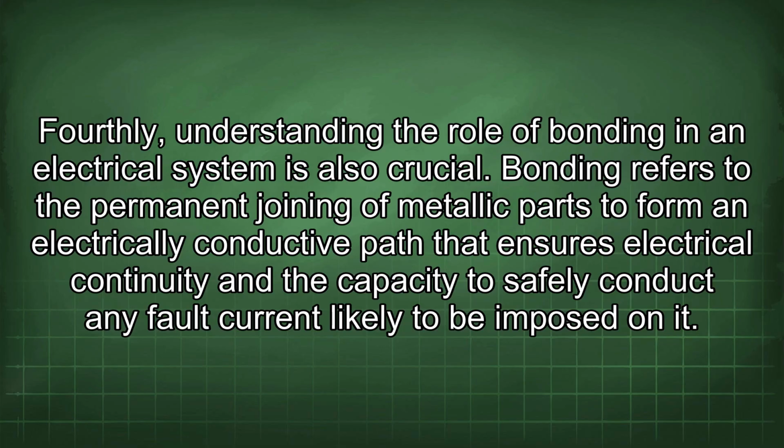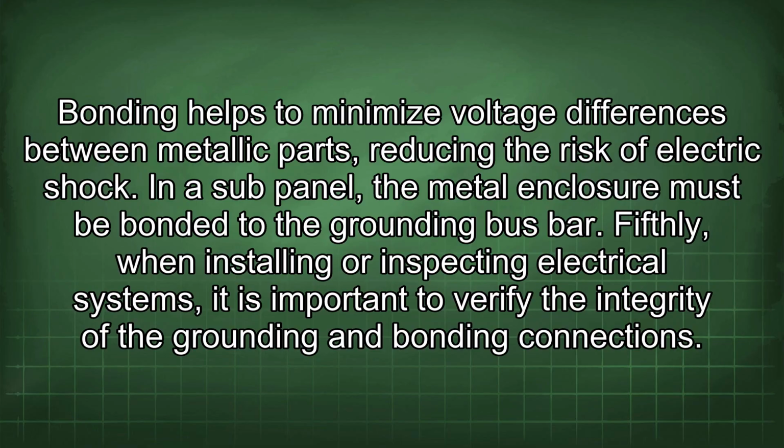Fourthly, understanding the role of bonding in an electrical system is also crucial. Bonding refers to the permanent joining of metallic parts to form an electrically conductive path that ensures electrical continuity and the capacity to safely conduct any fault current likely to be imposed on it. Bonding helps to minimize voltage differences between metallic parts, reducing the risk of electric shock. In a subpanel, the metal enclosure must be bonded to the grounding bus bar.